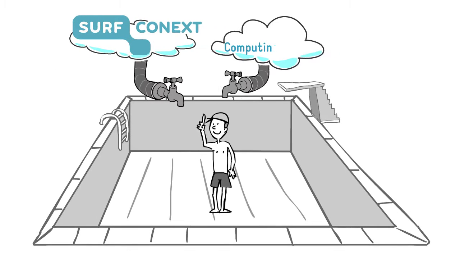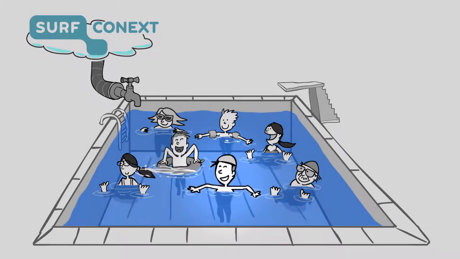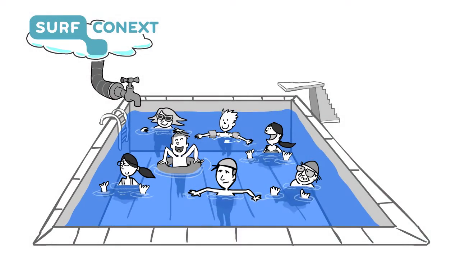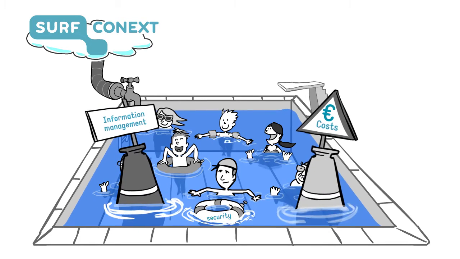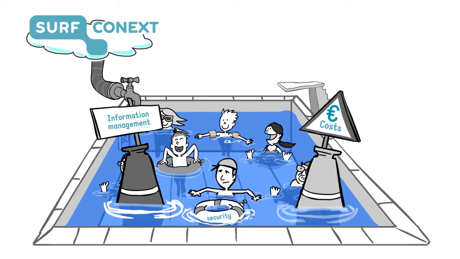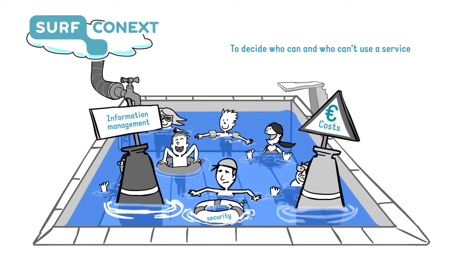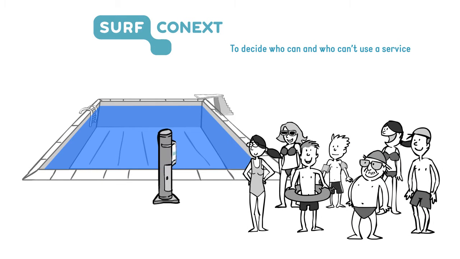What if a certain service is only intended for a specific group of users? By default, the moment that you activate that service, all users have access to it. Whether it's because of information management, cost, security, or something else, sometimes your institution should be able to decide who can and who can't use a service. That's why we've enhanced SURFconext with authorization rules.